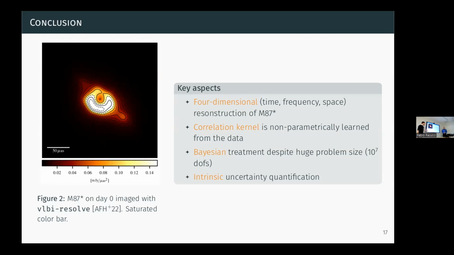But the reward is an intrinsic uncertainty quantification. So we can really say what structures are real, at least in an approximate sense, and what not. And with this, let me give you back.